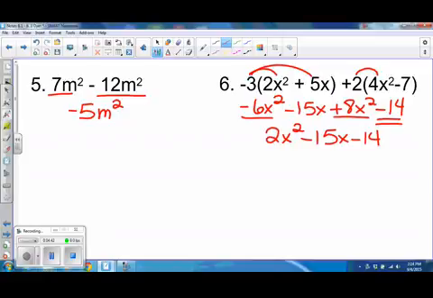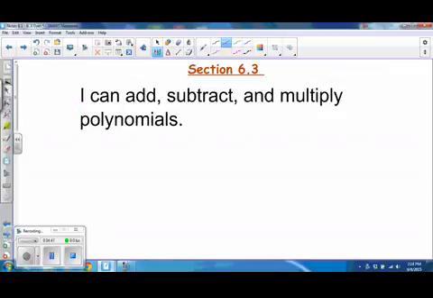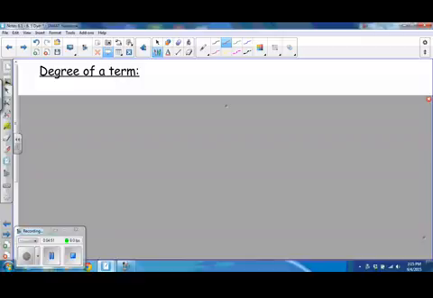Good. So put your warm-ups up and take out some paper so we can take some notes on lesson 6-3. Okay, so the first thing we're going to talk about is the degree of a polynomial or the degree of a certain term. So some of your homework questions will ask you, what is the degree of this polynomial?